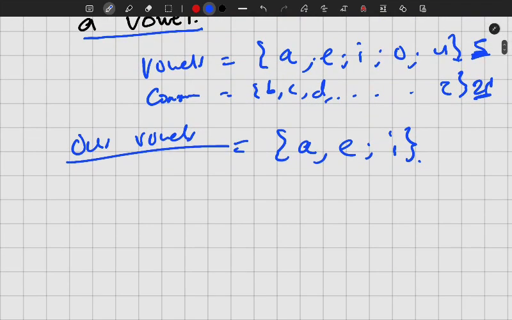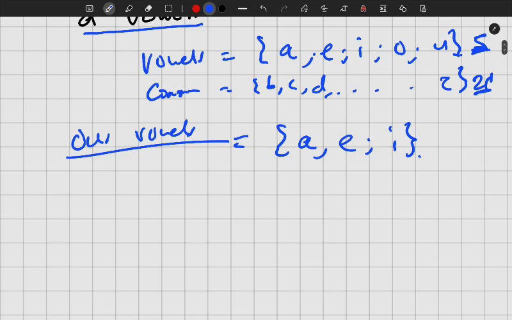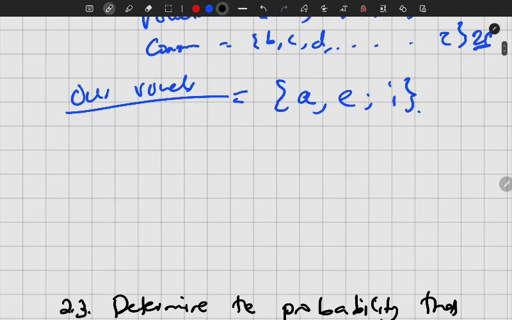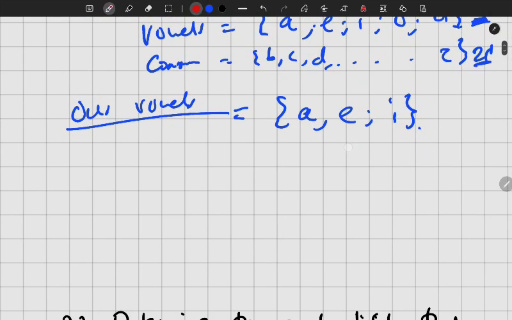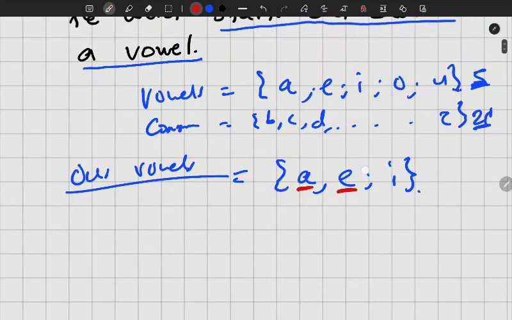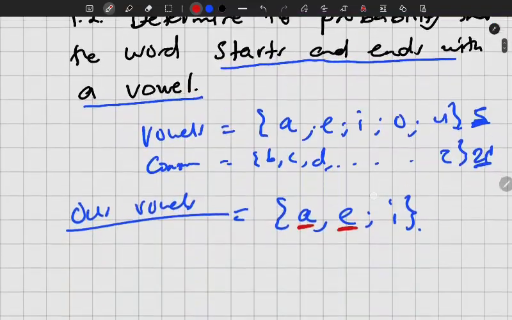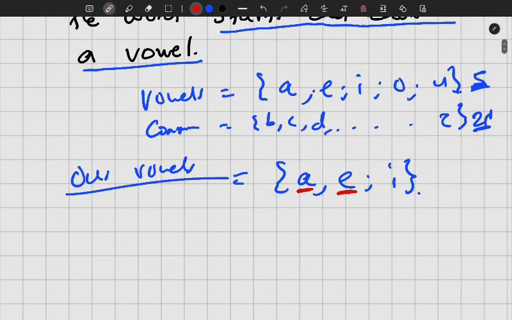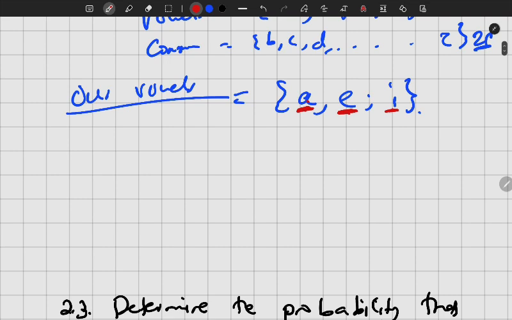Now let's start and end with a vowel. Let's look at the first case, which would be that it can start with A and end with E. Fortunately, these vowels are not repeated, so we only have 1 A, 1 E, 1 I. So it is fine. So it must start with A and end with E, or start with A and end with I. Let's do those different cases.